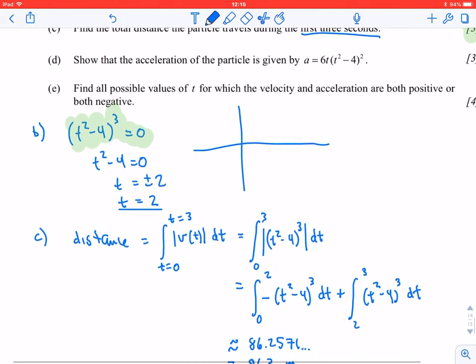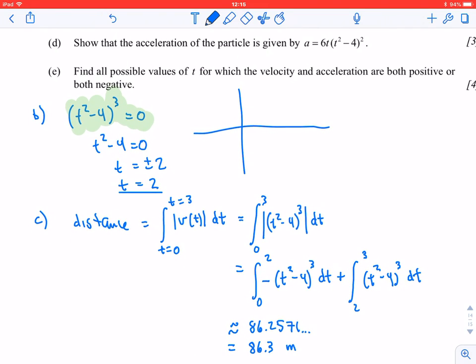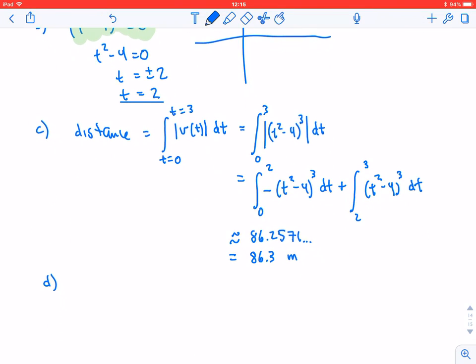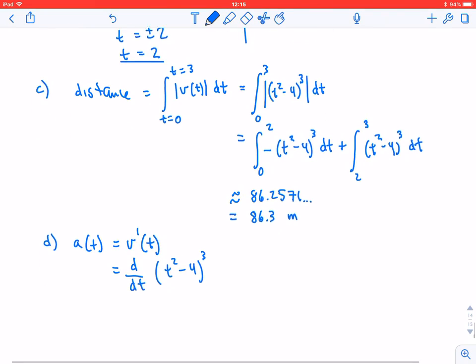So part D asks to show that the acceleration of the particle is given by this expression. To do that, you need to remember that the acceleration function is the first derivative of the velocity function. So we need to find v prime of t. Take the derivative with respect to time of our expression, (t squared minus 4) cubed.